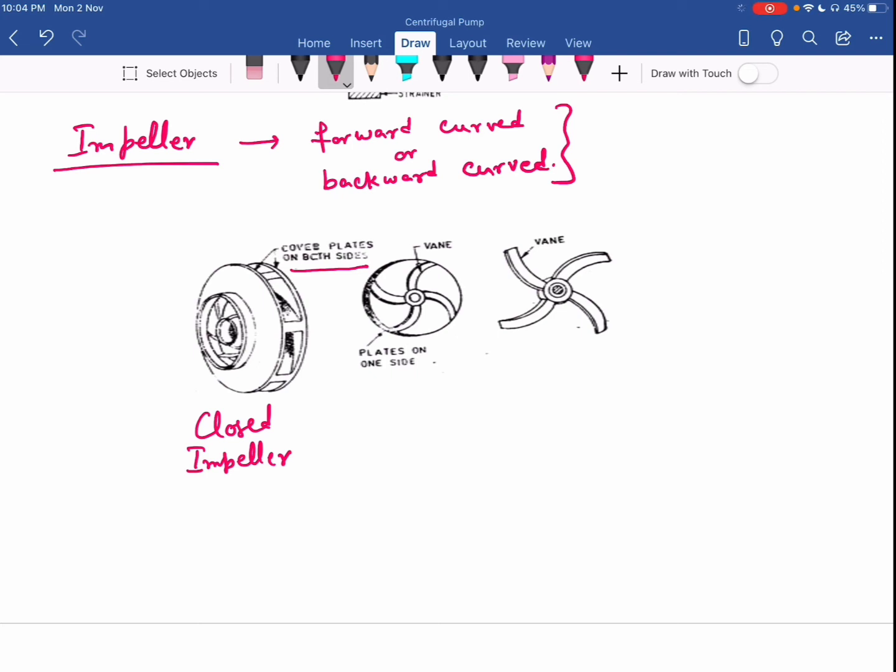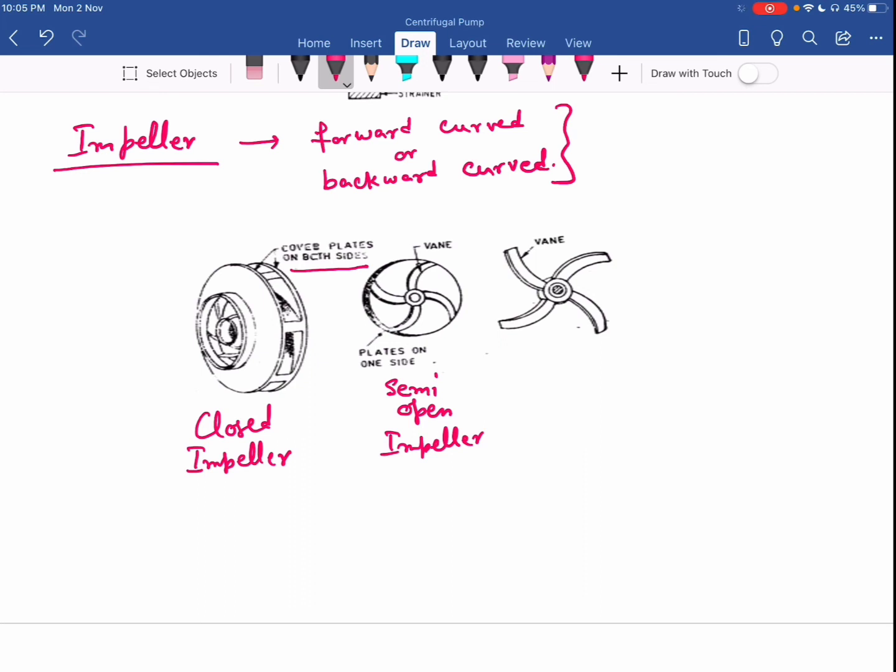In case of closed impeller, there is better guidance to the water, and this type of impeller is more efficient as compared to the other ones. Now the material for this impeller is normally cast iron. Now the second type is the semi open impeller.